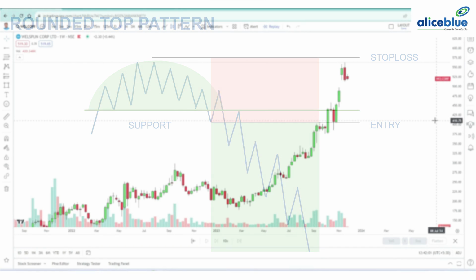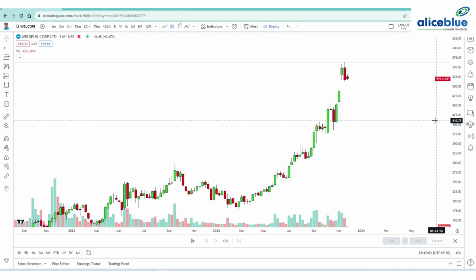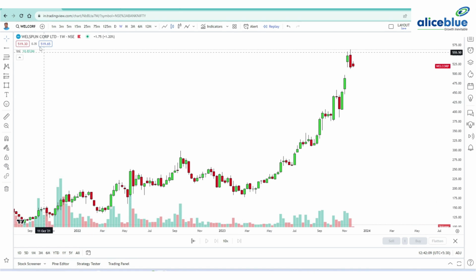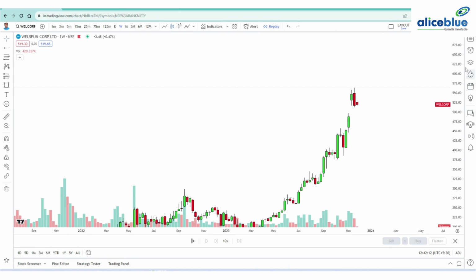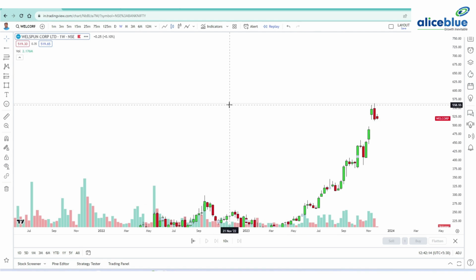Welcome back to our TradingView platform. Here we will understand the price action and the execution methodology of the round top and round bottom chart pattern. Now we are in Welspun Corporation Limited. So first we have to understand the price action behind the round bottom candlestick pattern. We all know the round bottom candlestick pattern is a bullish reversal pattern, which means a bullish reversal breakout pattern.